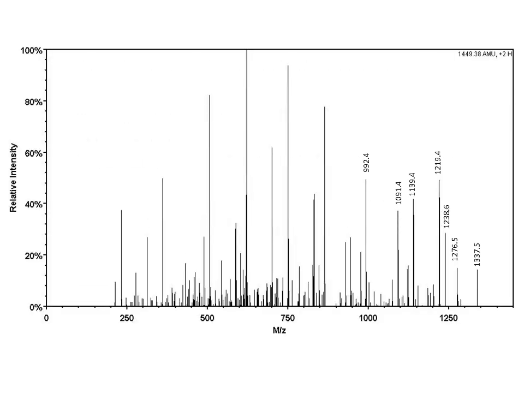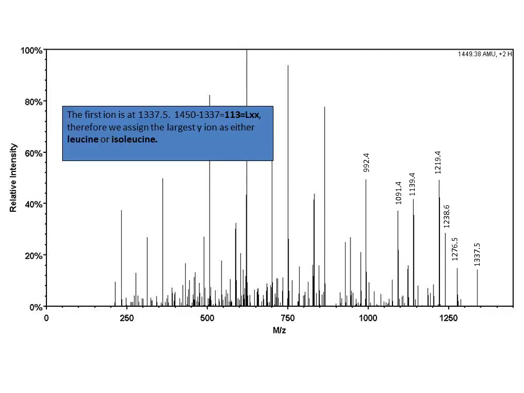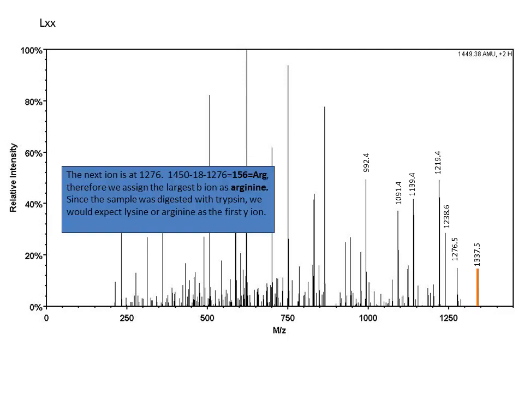So here's our spectra, and the first ion in the spectra is 1337.5 Daltons. If we subtract that from 1450, we get the mass of either leucine or isoleucine. These two amino acids are isobaric. They cannot be distinguished from one another, so we designate this as LXX.